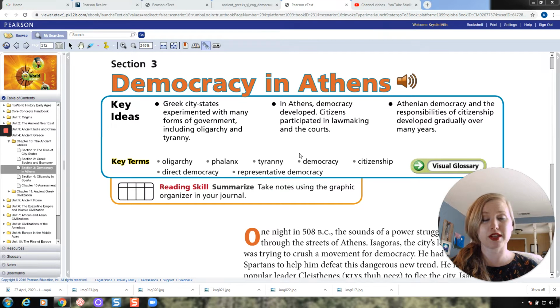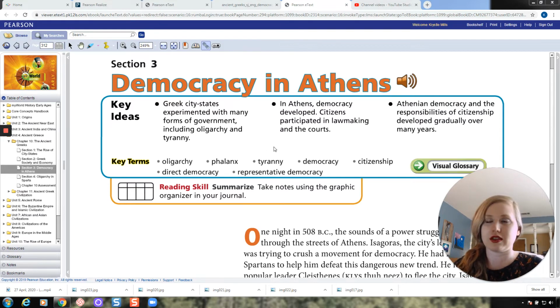So go ahead and pause the video, get that note-taking guide, page 127, and get out your textbook, page 312. I am going to show you how to start that, and then I'm going to let you go and finish that off. So page 312 to page 317. This section is called Democracy in Athens.